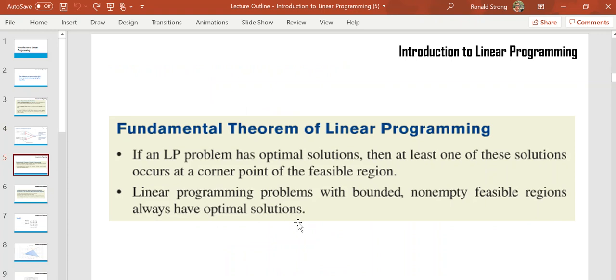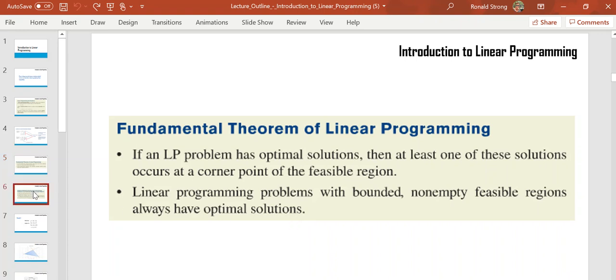Now, the fundamental theorem of linear programming is that if a linear programming problem has optimal solutions, then at least one of these solutions occurs at a corner point of the feasible region. So there's a lot of terminology here. What is a feasible region? What do we mean by corner points? And so that's what we're going to explain.